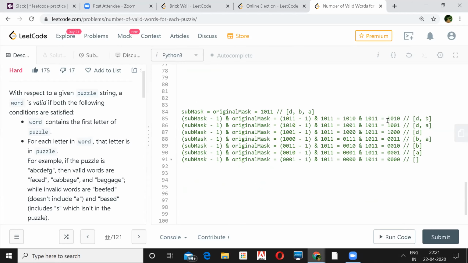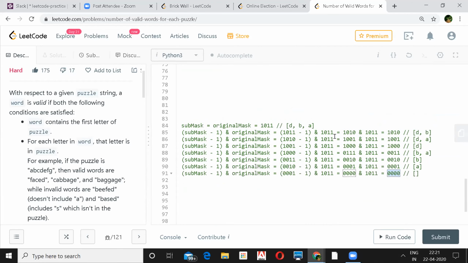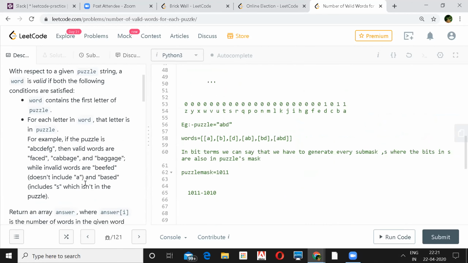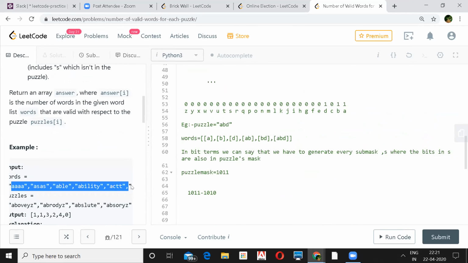Let's say these are the bit masks I generated for them, till 0, starting from here. Initially it was 1011. Let's say this was the original puzzle word, and this is what I got as the submask. Now I'll generate all the submasks out of it till everything is 0. Now I'll go through each word, generate the mask for each of them, and whichever words have a similar mask, I'll take the mask as the key and put the words in the hash map.